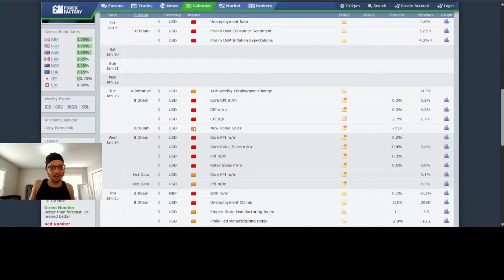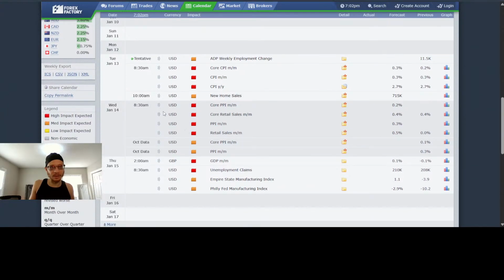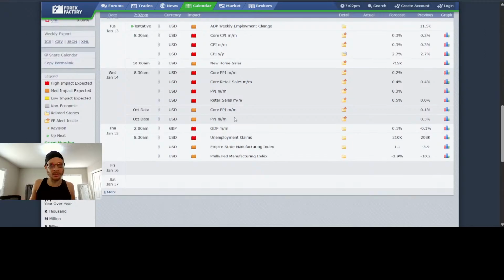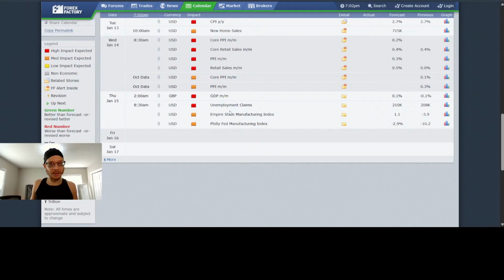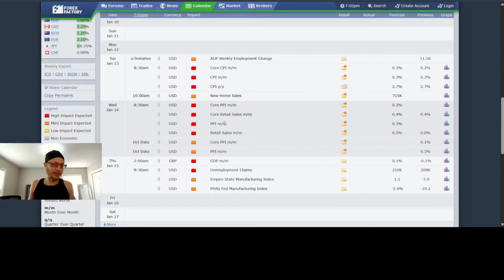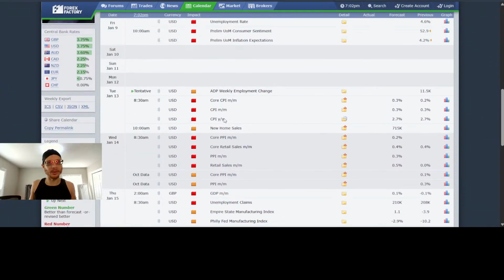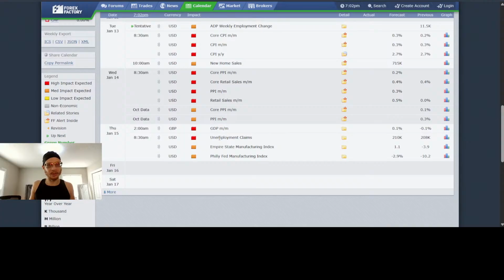And then rest of the week we got CPI tomorrow, unemployment change. So this is big news at 8:30. Wednesday, PPI, not too big of news. And Thursday, we got unemployment claims, so on and so forth. So everything is after or before 9:30 market open. So we should be safe for the week.